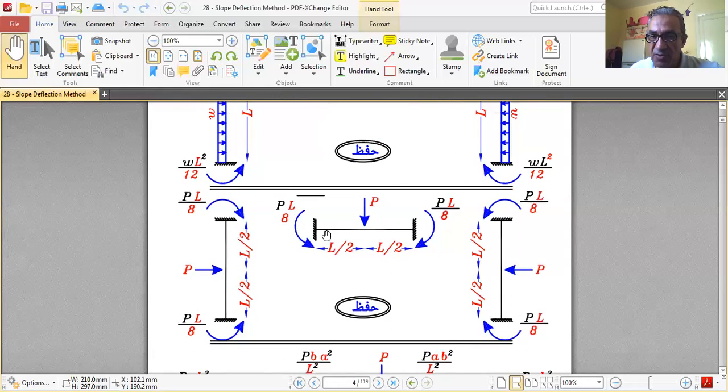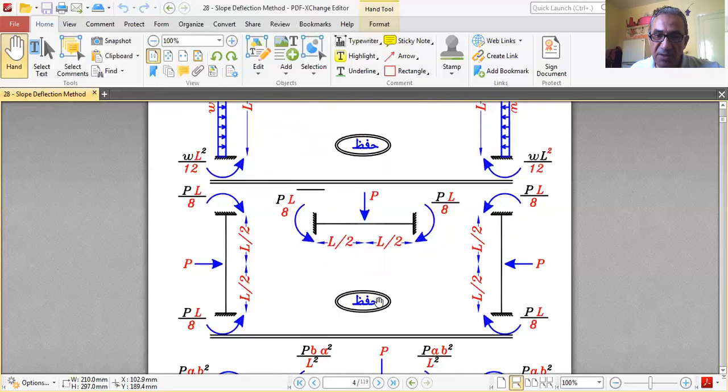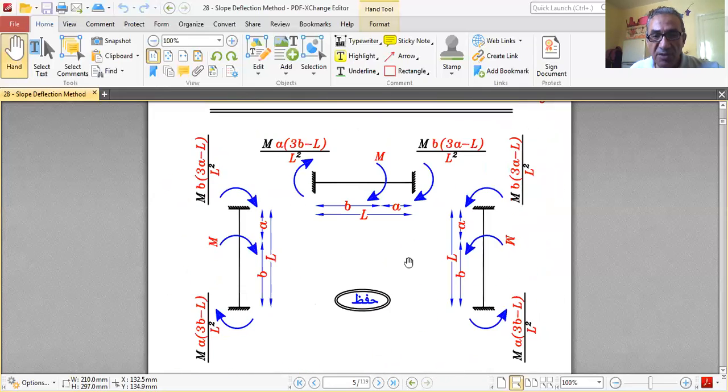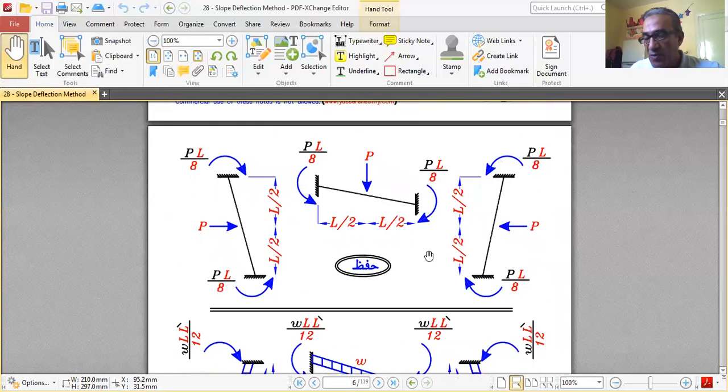If we have a horizontal column with P in the middle, the fixed end moment is PL over 8, PL over 8. Tail is the same tail as the load. Same thing if the member is horizontal or vertical, or horizontally inclined or vertically inclined. If the beam is inclined or the column is inclined, we have the same values, PL over 8 both sides, and the tail of the moment is the same as the tail of the load.